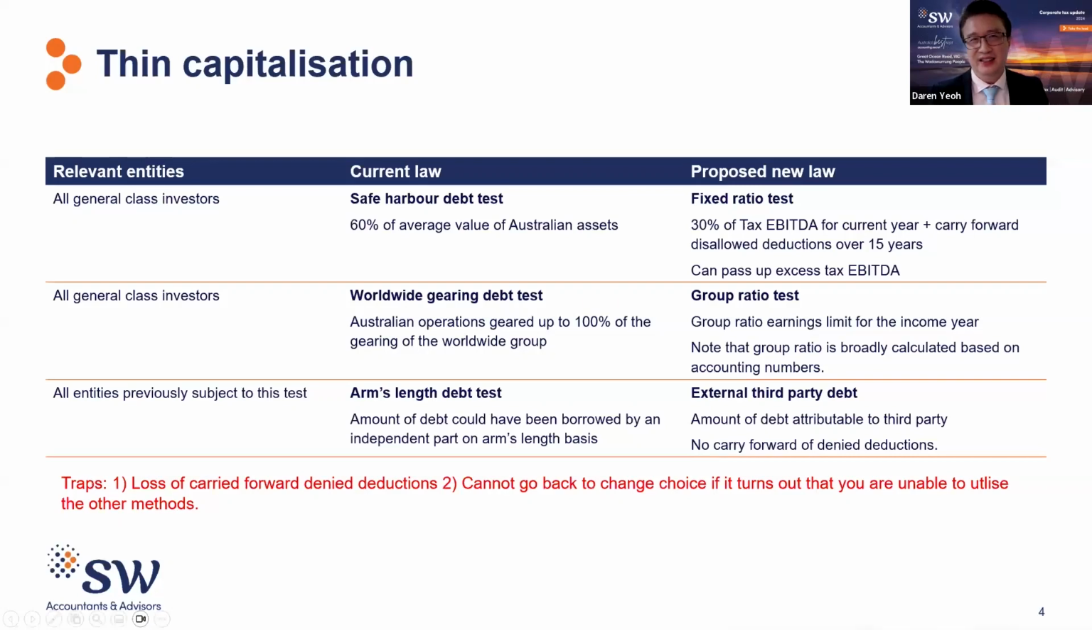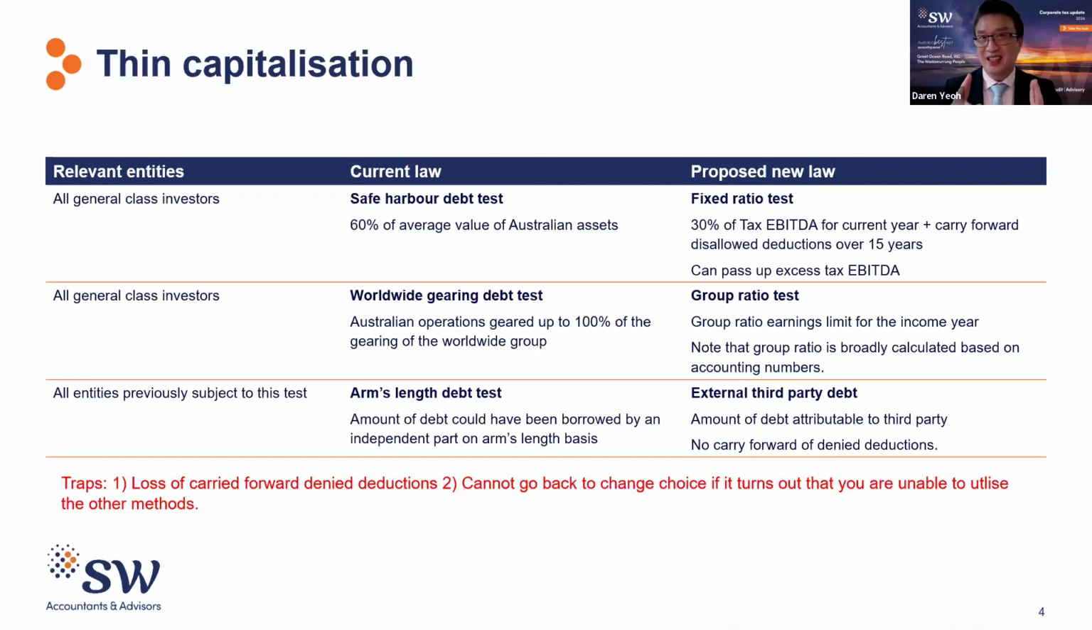So what are the changes? Instead of looking at your balance sheet and calculating a safe harbor based on average values of assets, the interest deductions are now limited to 30% of tax EBITDA. EBITDA, as you know, stands for earnings before interest, tax, depreciation, and amortization. And we'll talk about how you perform that calculation.